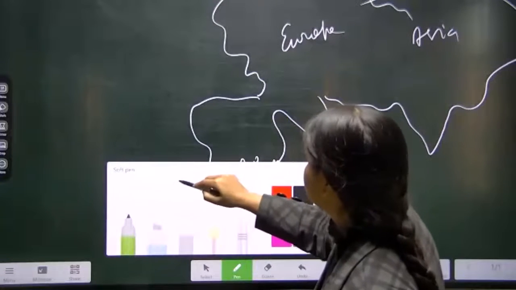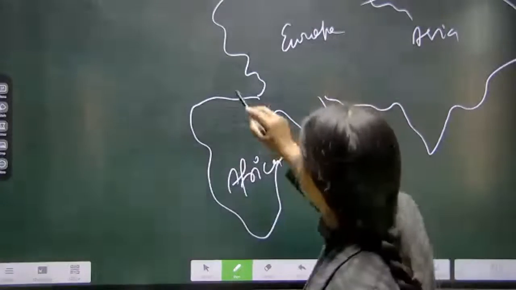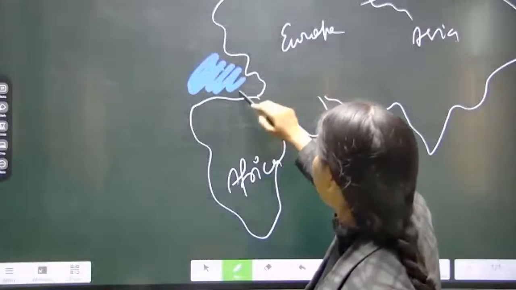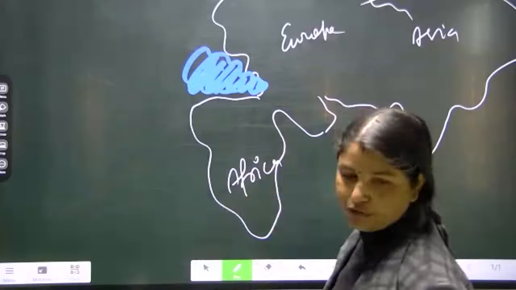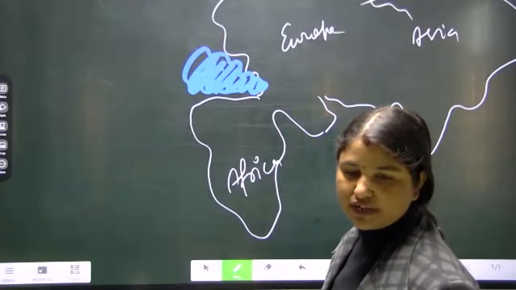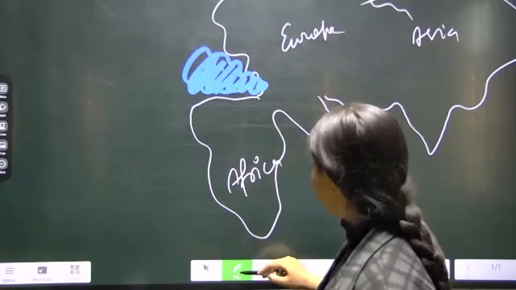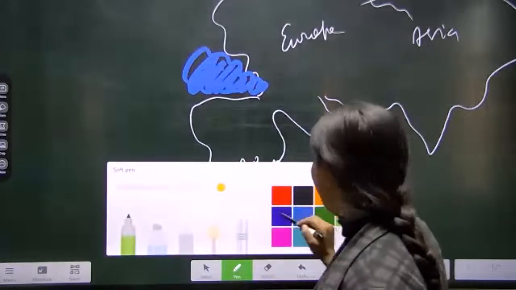Mediterranean Sea, which is located over here nearby Africa and Europe. Where is the Mediterranean Sea located? In between Europe and Africa. Okay, now what will happen?